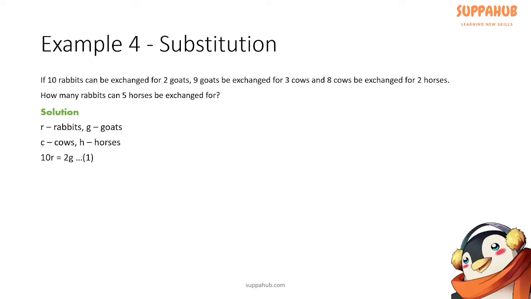So the first equation: 10 rabbits can be exchanged for 2 goats, so you have 10R = 2G. Then 9 goats can be exchanged for 3 cows, so 9G = 3C. And 8 cows can be exchanged for 2 horses, so 8C = 2H. So there are 3 equations.